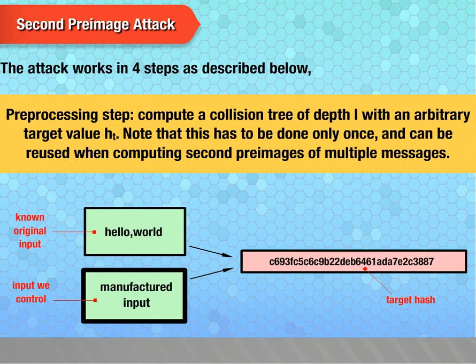Pre-processing step: compute a collision tree of depth L with an arbitrary target value h_t. Note that this has to be done only once and can be reused when computing second pre-images of multiple messages.